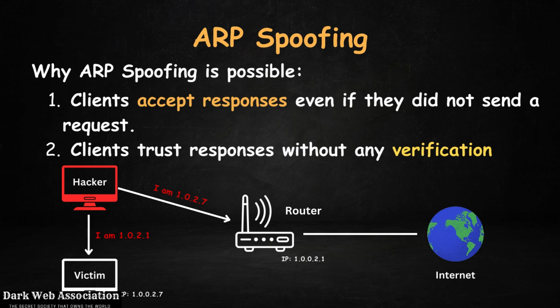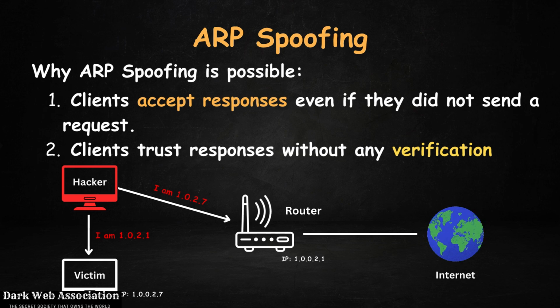Now the main reason why we can do all of this is because ARP is not secure. Because first of all, clients can accept responses even if they did not send a request. So as I said before, we're going to send a response to the access point and a response to the victim telling them that I am at a specific IP. Without them asking who am I or without them asking for this IP, I'm just going to send a response and they're going to accept that response anyway.